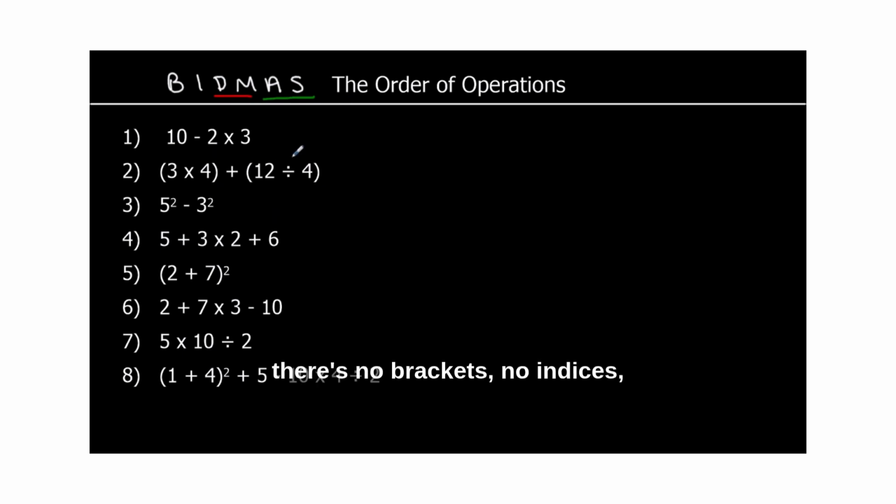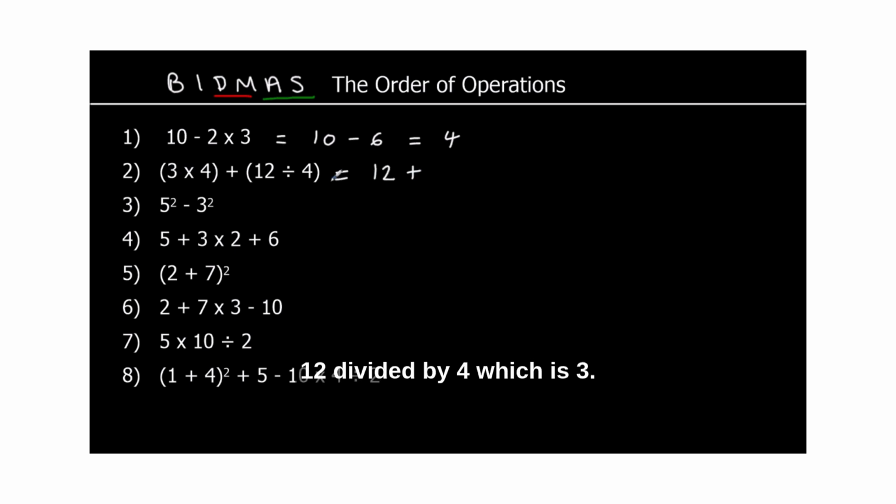So the first one, there's no brackets, no indices. There is a multiplication. So we'll start with that. 2 times 3 is 6. So 10 take away 6 is 4. There are brackets in the second one, so we'll do the brackets first. We've got 3 times 4, which is 12. And 12 divided by 4, which is 3. So we've got 12 plus 3, which is 15.